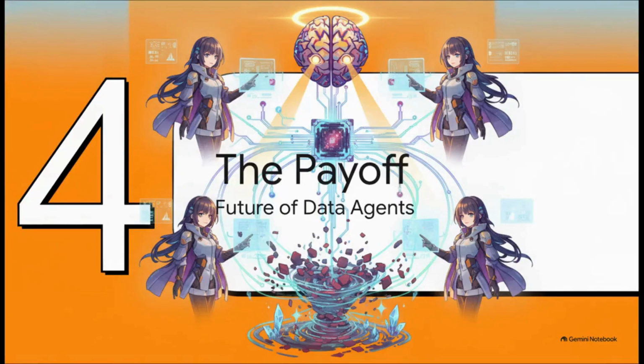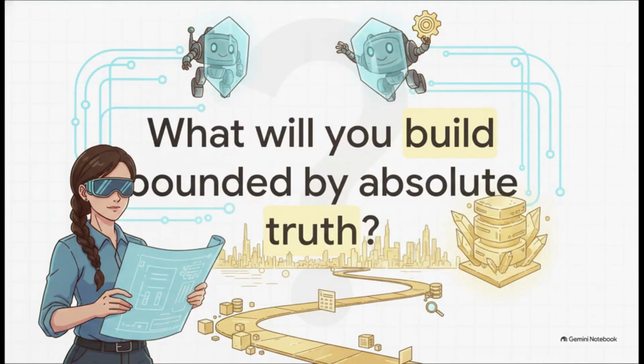Finally, Section 4, the payoff, and the future of data agents. Throughout this explainer, we've broken down exactly how bounding an LLM to real metadata completely eliminates the hallucination problem that has broken so many pipelines. So I want to leave you with a provocative question to think about. If your AI agent is now constrained by absolute truth, what are you going to build next?